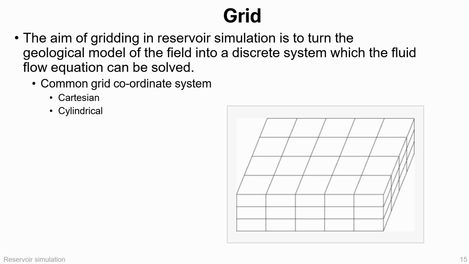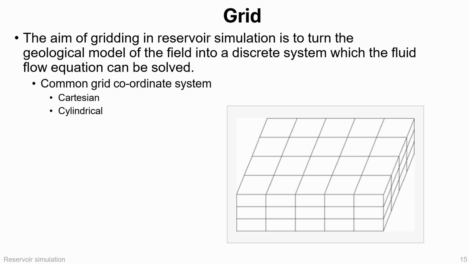The aim of gridding in reservoir simulation is to convert the geological model into a discrete system in which the flow equations can be solved numerically. Two common coordinate systems are shown here: Cartesian and cylindrical grids. Why do we need grids? Because the real reservoir is continuous, but computers solve equations on discrete elements. So we break the reservoir into cells or blocks.